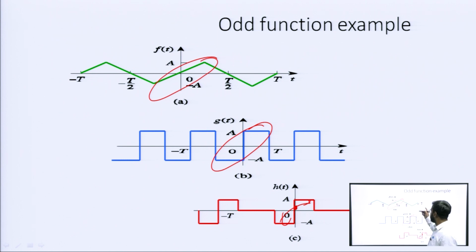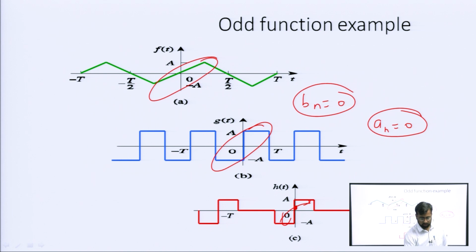See, when the function was even, we were getting Bn is equal to 0. When the function is odd, we will get An is equal to 0. So, these are basically the two shortcuts we must remember.